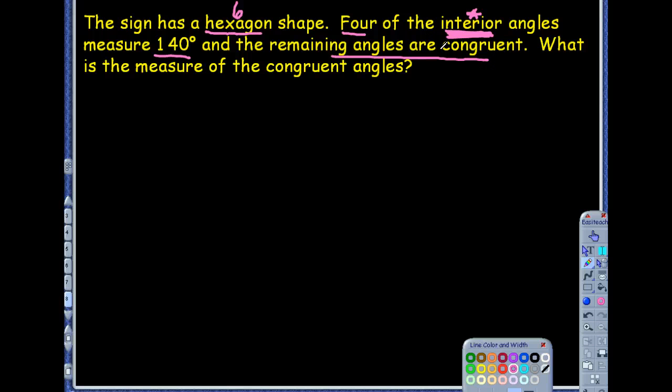Okay. Now, we could draw a picture, but I'm going to approach this without a picture. So we know 4 of the interior angles are 140 degrees each. All right? And in fact, right now we could say that's a sum of 560. 2 congruent angles left. Okay, that sum was the sum of 560.